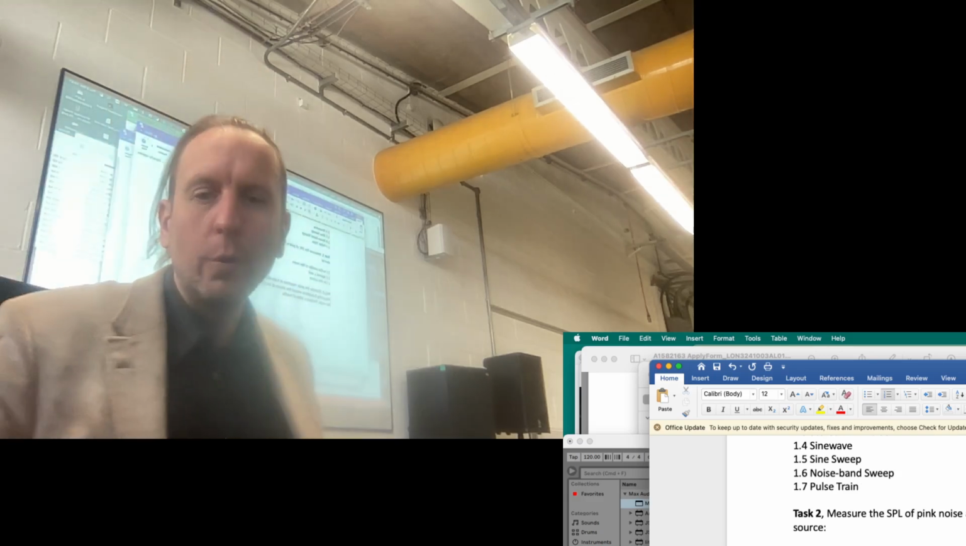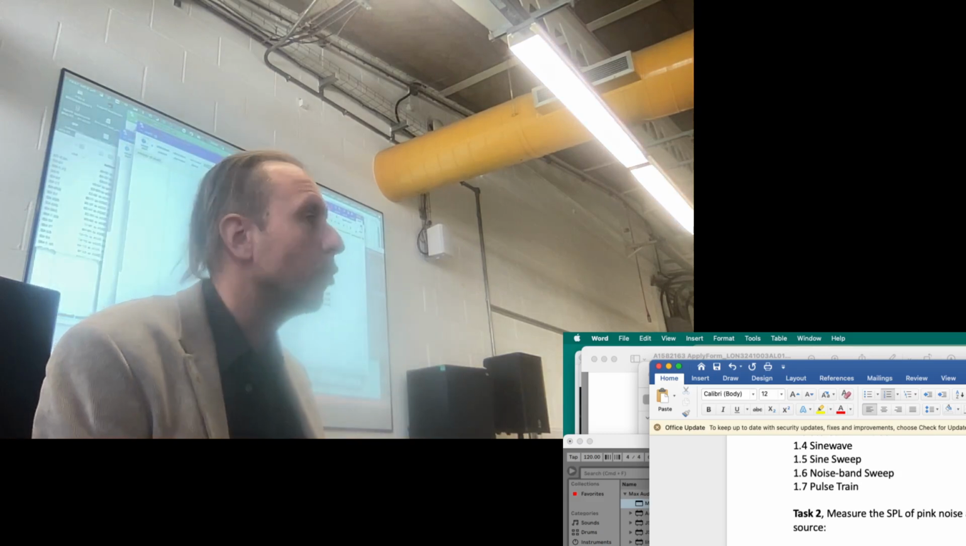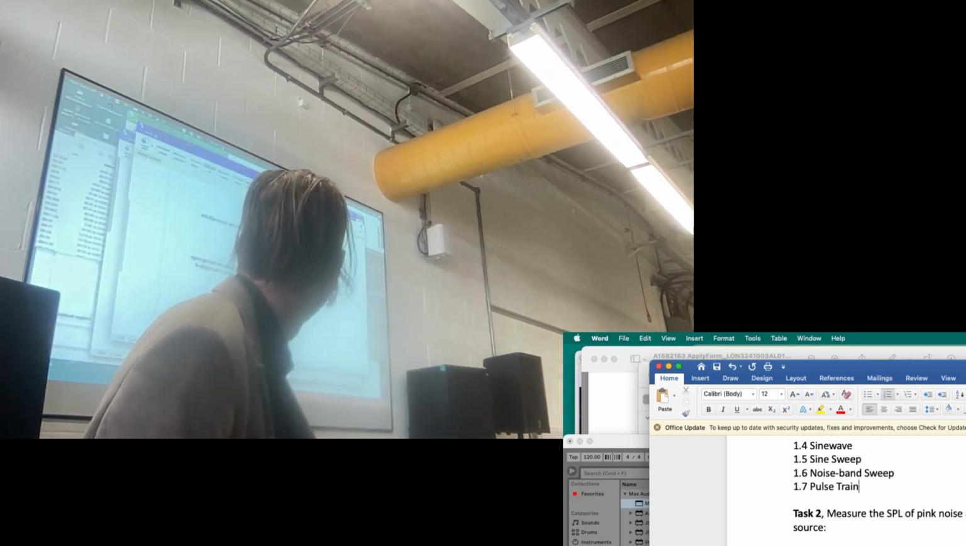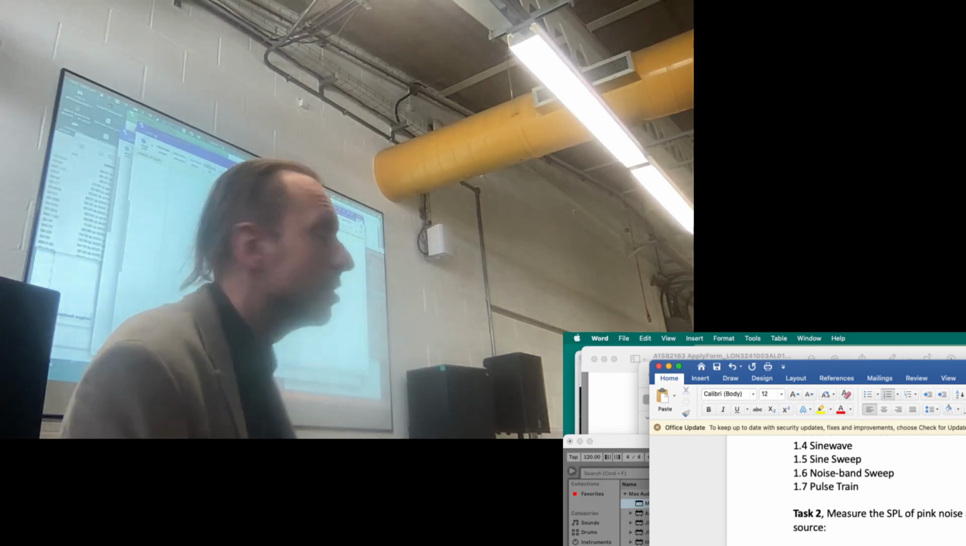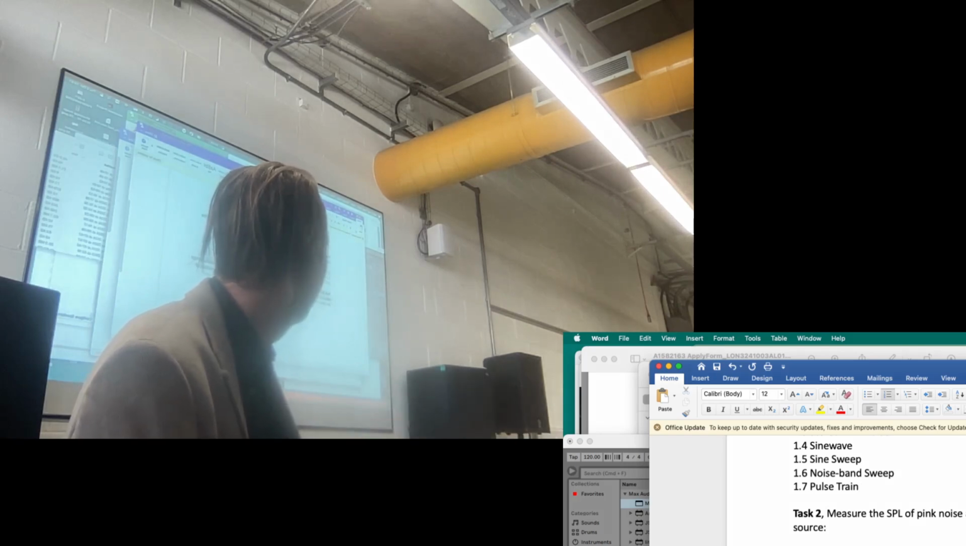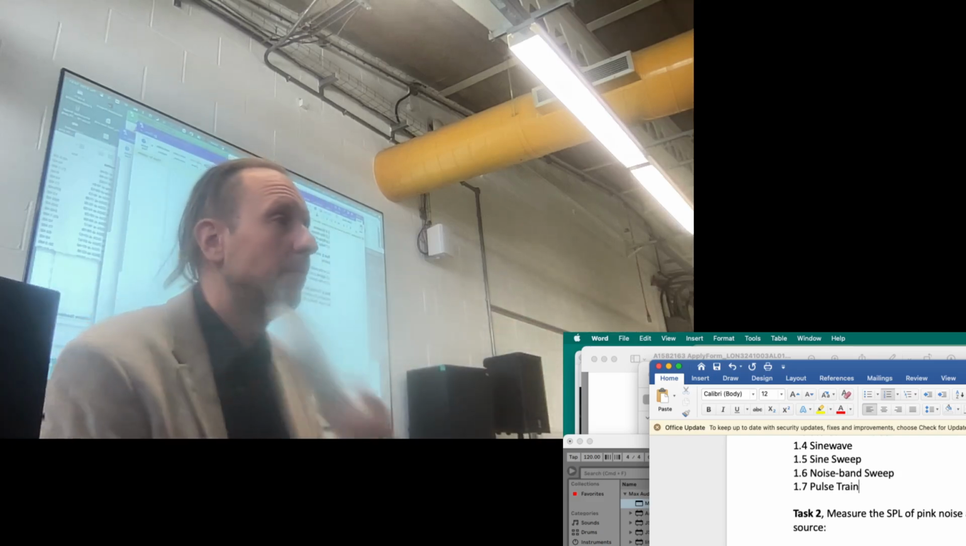So the first one will be measuring pink noise at 1, 2, and 4 meters away from the source. When the source is, number 1, in the middle of the room, against the wall, and in the corner.